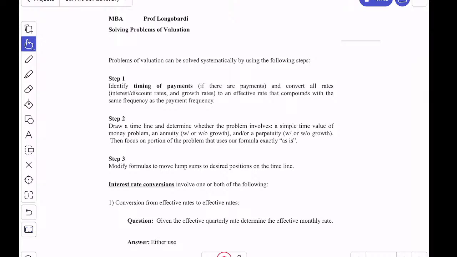I want to send you this document that I'm demonstrating right now. I'm going to email that one to you too.